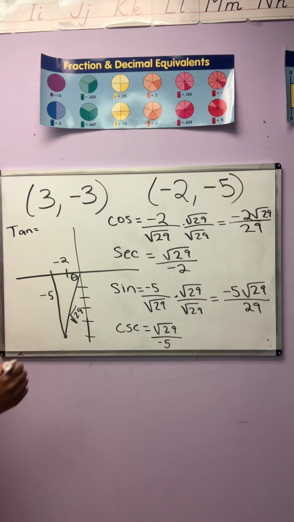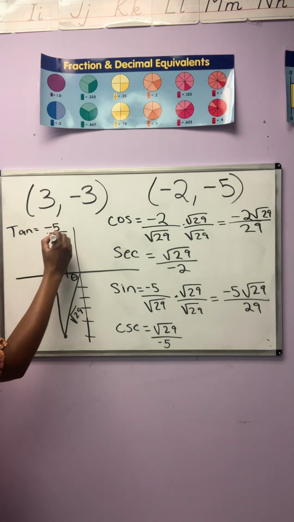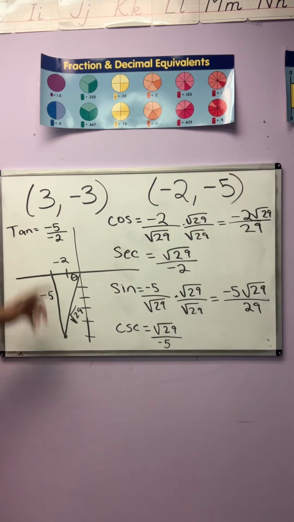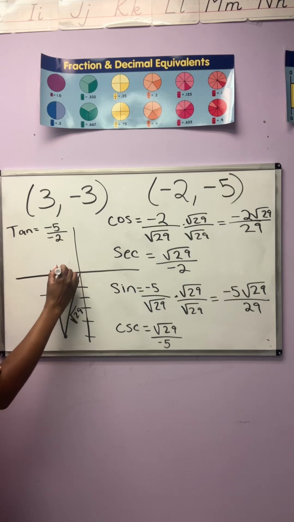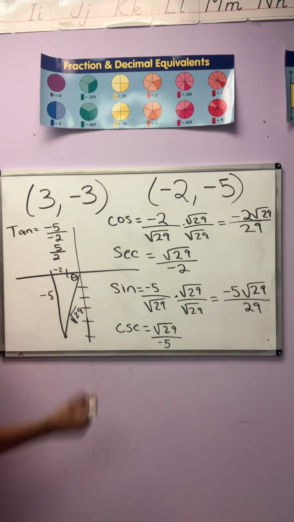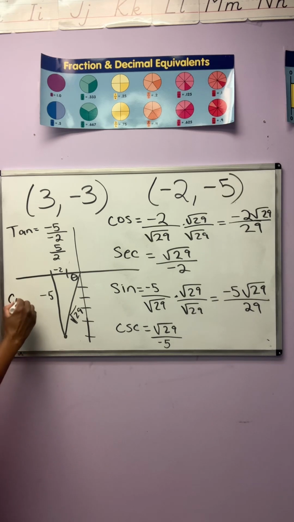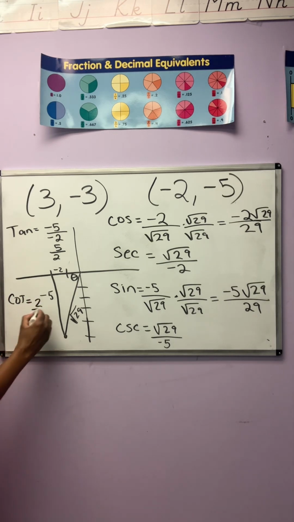Tangent, we have opposite over adjacent. Well, negative over negative makes a positive, so our tangent here is +5 over 2. And now cotangent is adjacent over opposite. Again, there were 2 negatives, but we can make it 2 positive. And so that's our cotangent.